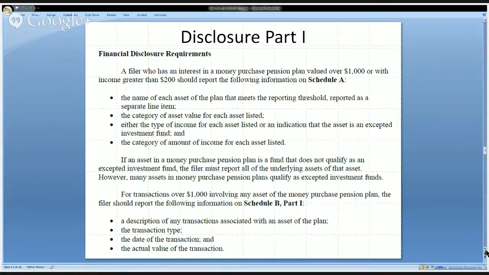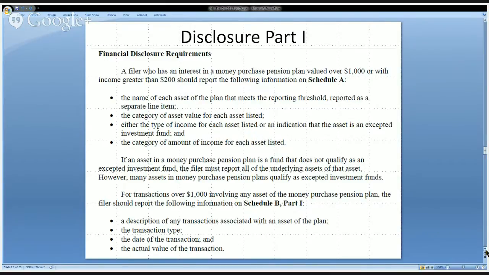The name of each asset of the plan that meets the reporting threshold. These should be reported as separate line items. So this is just like we do with our IRAs, our 401ks, and our 403bs. We have to break out the underlying assets. A money purchase pension plan is never going to qualify as an accepted investment fund.